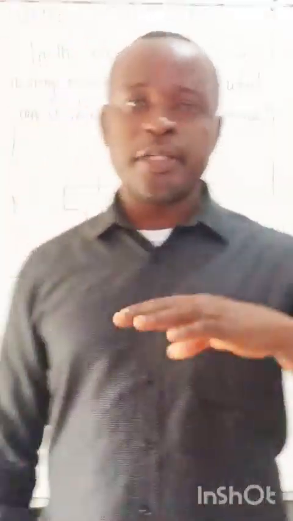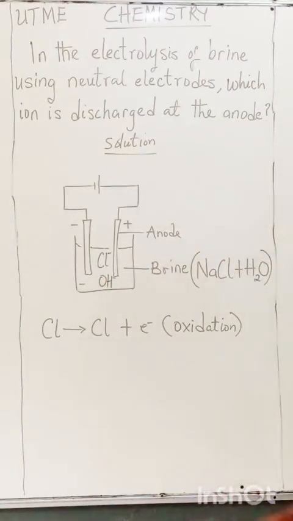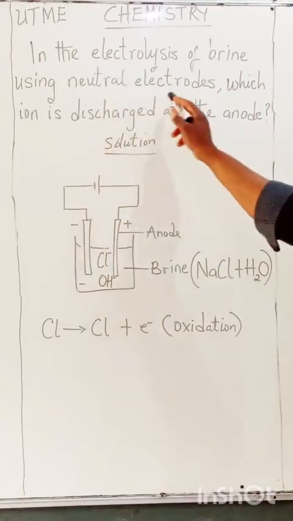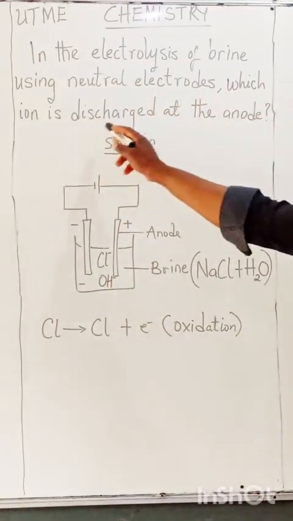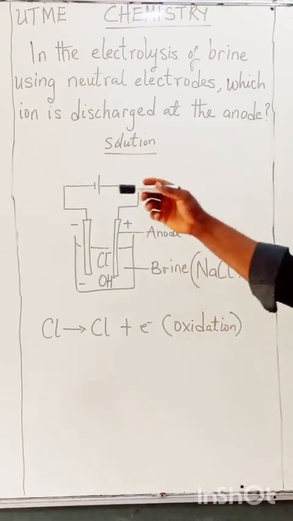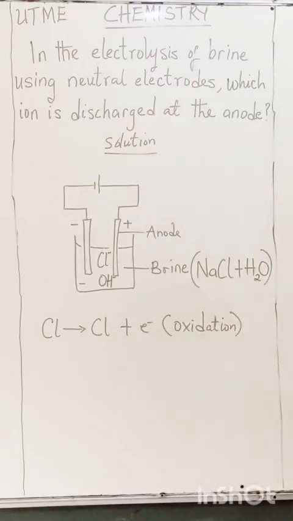Hello students, this is Silicon Lab with a possible UTME problem on the board that says, in the electrolysis of brine using neutral electrodes, which ion is discharged at the anode? Take note, the keywords are electrolysis, brine, anode.